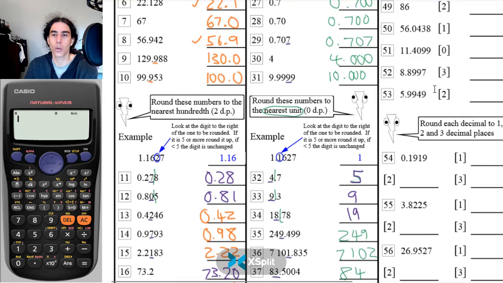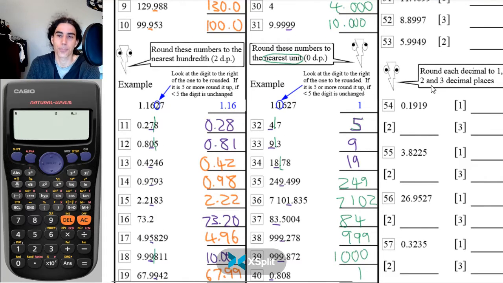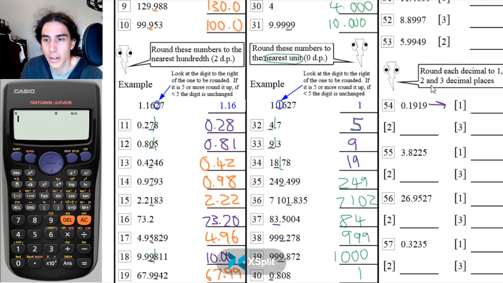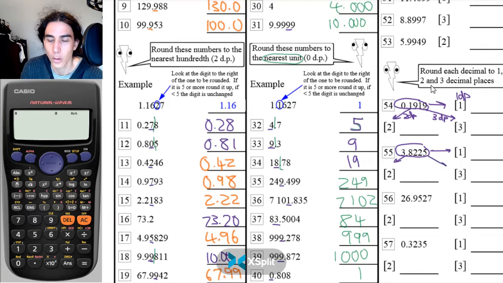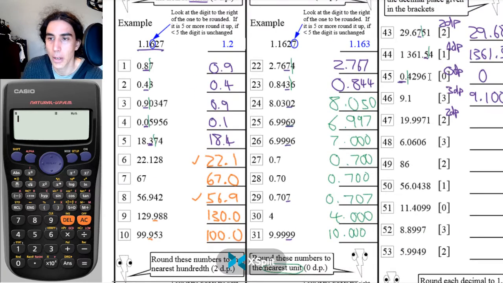And also this one down here, you have to round it to 1 decimal place. You have to round it to 2 decimal places. And you have to round it to 3. But remember, always start from the original number. Don't go to the 3, then the 2, then the 1. No, start from the original number and round it to each of those. So finish off that column and we're done for the lesson.